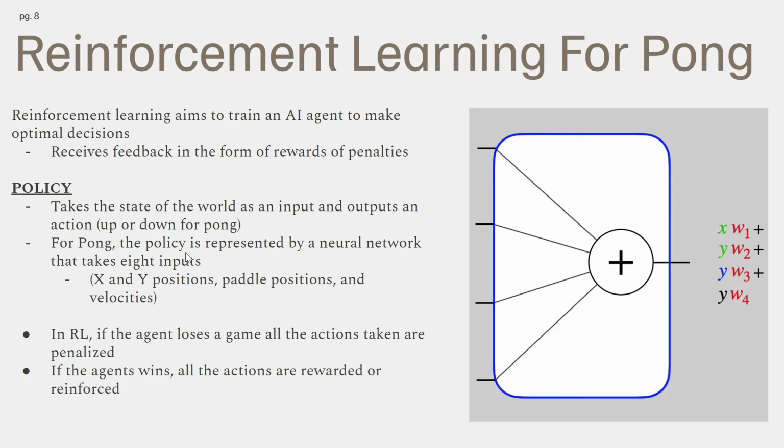And then the policy is represented by the neural network that takes 8 inputs, but in this it's only four, just to make it minimal. But in total it would be eight.